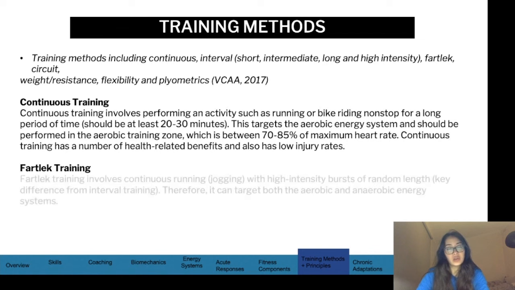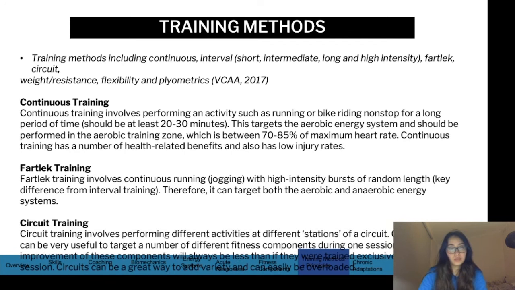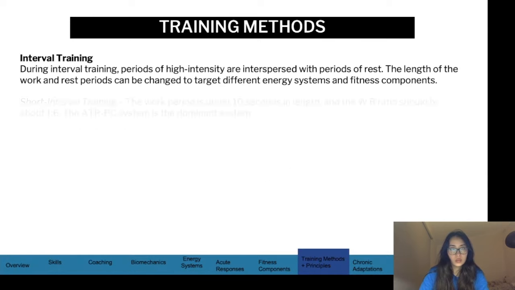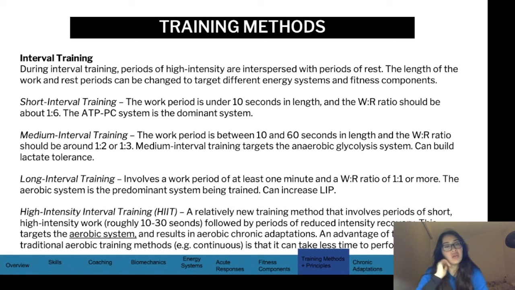And this is pretty straightforward. It's really just learning about it. Here are different types of training methods. Once again, these are quite straightforward. I'll let you go through these in your own time. Hopefully you've looked at them, but this provides good definitions, and a revision as well. For interval training, make sure you can remember your work to rest ratios and identify them. That's really important.